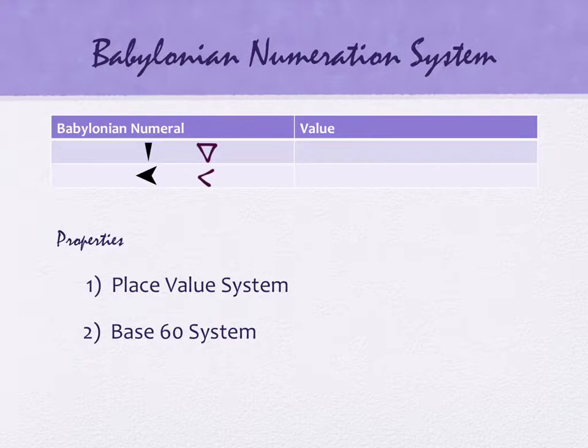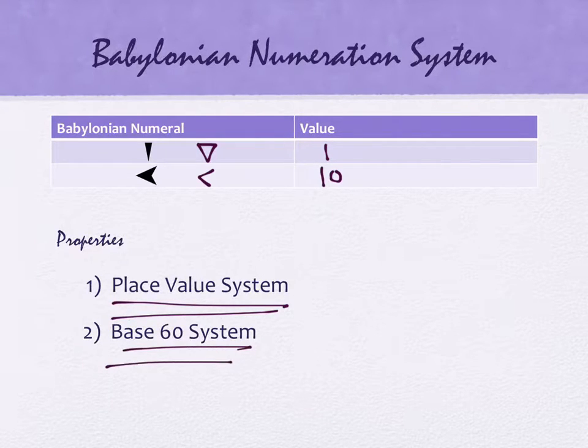Okay. They do each have a specific value. The value of the triangle is 1, and the value of the arrow is 10. And here's where the complication comes in. They actually have a place value system. So we have a place value system, and in our place value system we have the ones place and the tens place and the hundreds place, which is 10 squared, and the thousands place, which is 10 cubed, and so forth, right? All powers of 10.